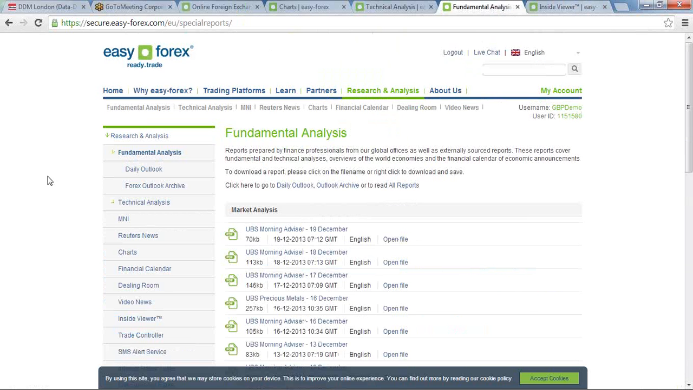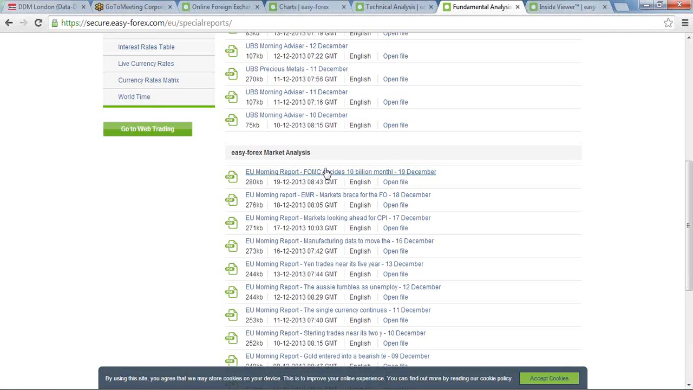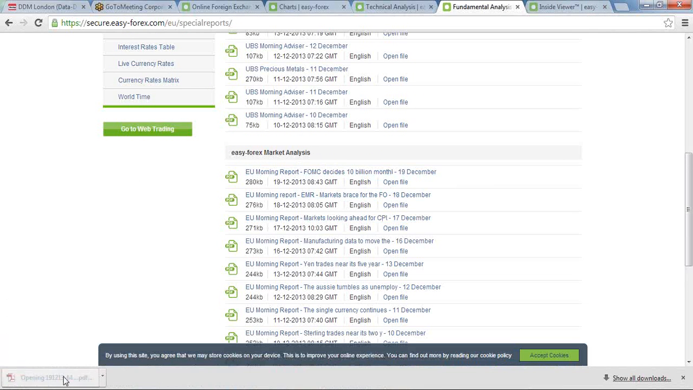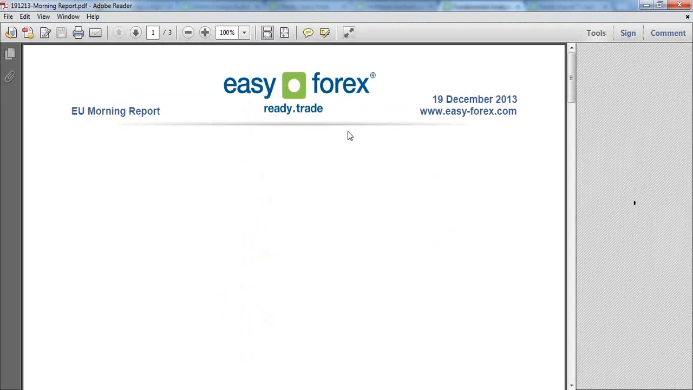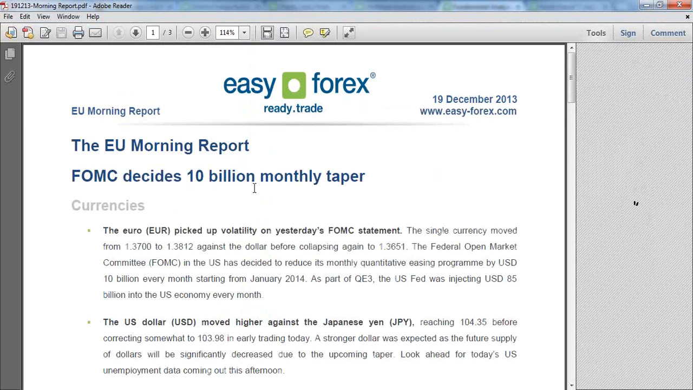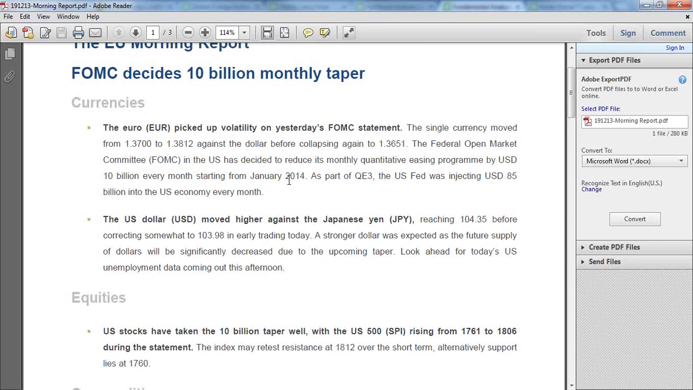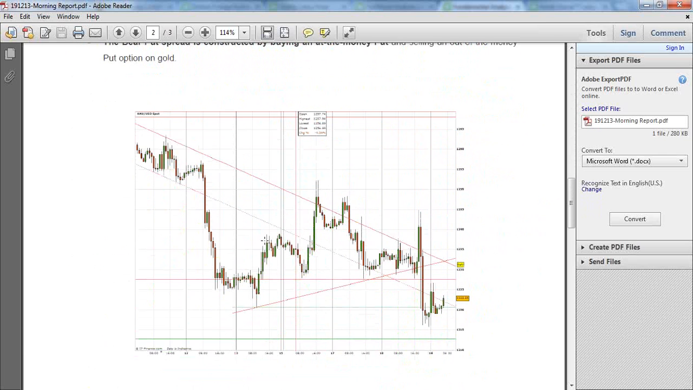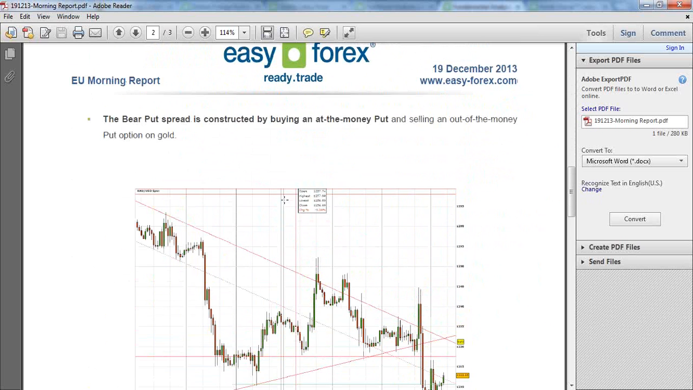What else can we use? We've got fundamental analysis here. Again, in the research and analysis section, I've got reports. One from easy-forex, EU morning report. Something that I personally normally send out to my clients. But you can find it on the website very early in the morning. It goes through what's been happening in the market, and gives you an example chart of what might be happening on something.